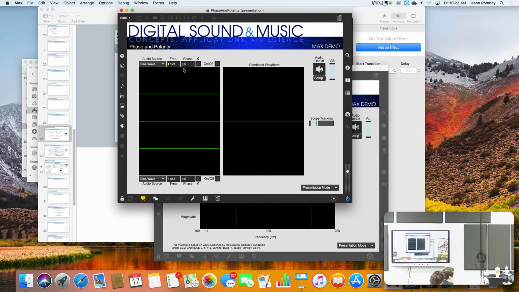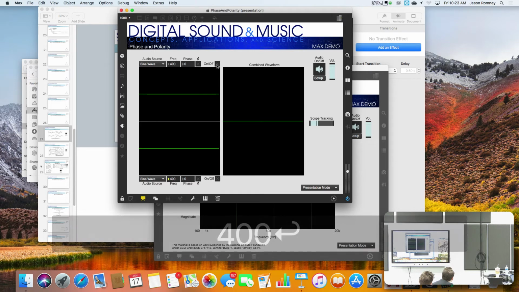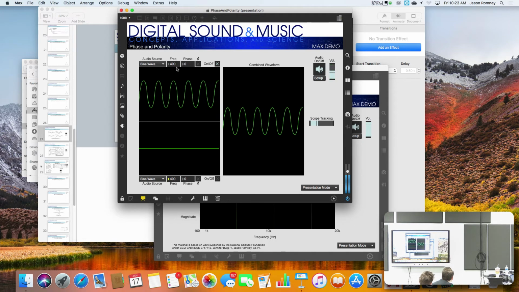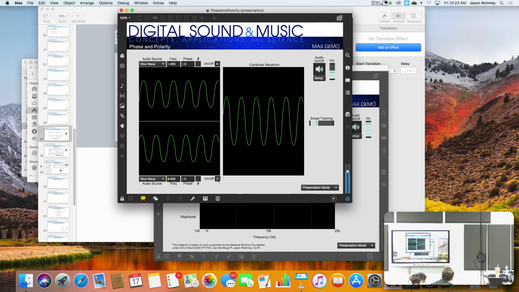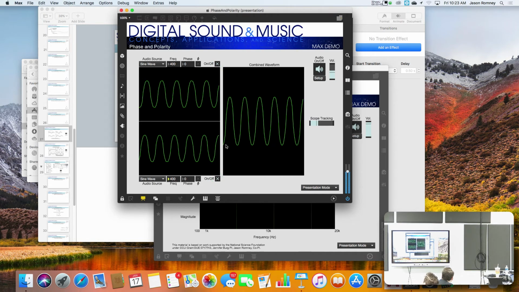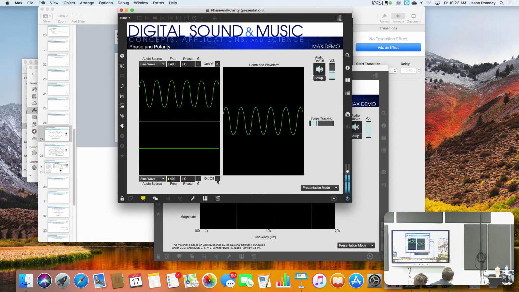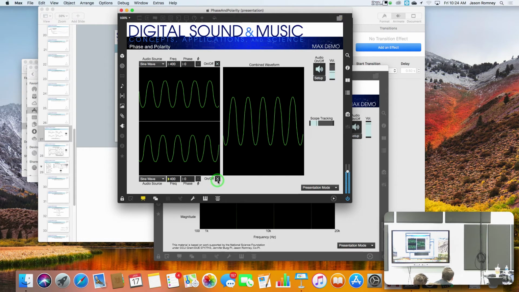So now let's take a look at what this phase and polarity thing is all about. Here I've created a 400 hertz wave, and I'm going to create another 400 hertz sine wave. What you notice is these are currently in phase with each other, perfectly in phase. If I start with the first one, you can see the resulting wave over on the right. Now I turn it back on, and what happens?